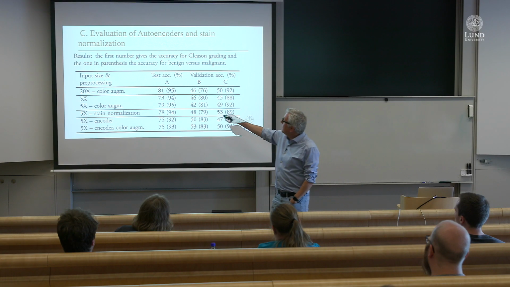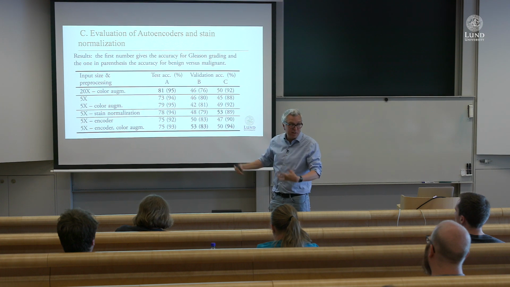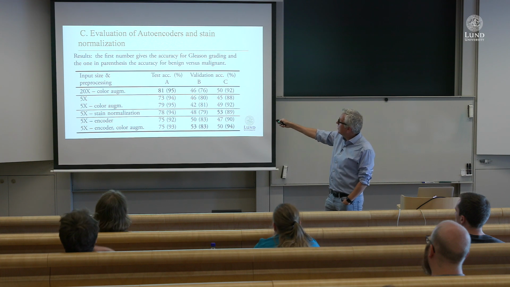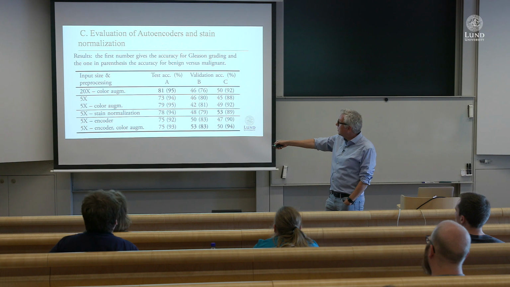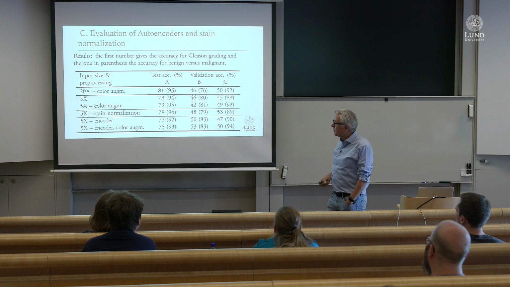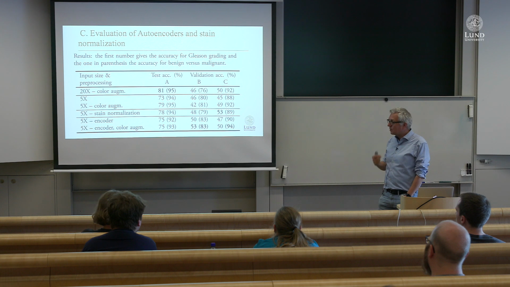And the Lund data is the A1, so we expect the numbers to be high on these ones because we're actually training on the Lund data. And these are the results when we evaluate on the other hospital data. The autoencoder is right now the best one. It's not really good yet, so we're still searching for better methods to try to solve this problem.